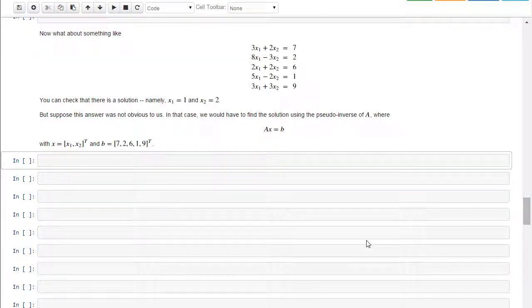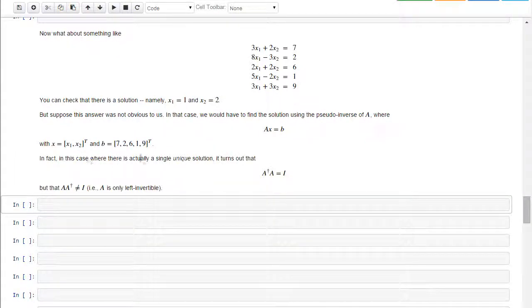But suppose you didn't know the answer. You couldn't just look at the system of equations and say there is an answer, amazingly enough. It would turn out that you could find the solution, if there is a solution, to this overdetermined system of equations, many more equations than there are variables. There may be a solution, and it's going to come from the pseudo-inverse.